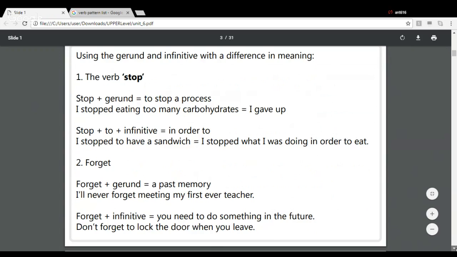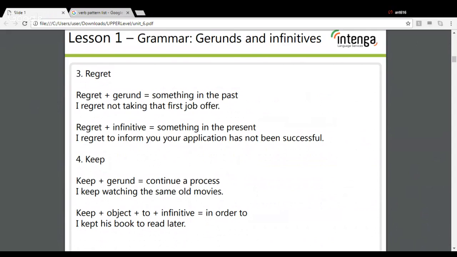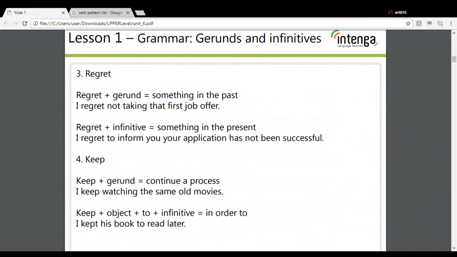All right. So, moving down some more, we have regret. Could you read those examples, please? Regret plus gerund equals something in the past. I regret not taking that first job offer. Regret plus infinitive equals something in the present. I regret to inform you your application has not been successful. Same thing. In the first one with the gerund, it's referring to the past. And in the second one with the infinitive, it's more in the present. It might not be the future, but it's also not the past either. "I regret to inform you" is very formal. It's for formal letters and things like that. Do you have any questions about that? No, thank you.